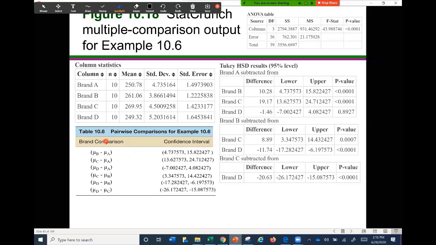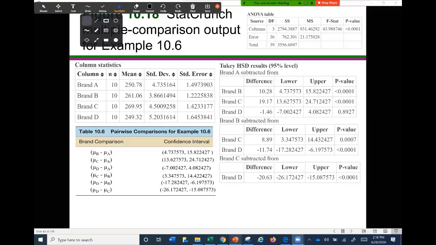And let's copy here in this table the other difference means, the confidence interval for the difference between mean A and C, but remember A is subtracted from C. The confidence interval is at least 13.6, but no bigger than 24.7. Between D and A, the same thing. Then let's analyze what happened in the first case between A and B.